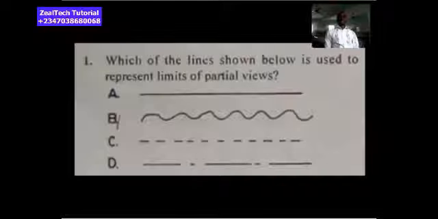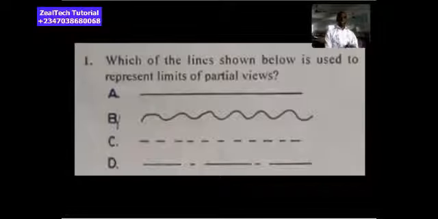Which of the lines shown below is used to represent limits of partial view? Limits of partial view is brought from the topic entitled Sections and Sectional Views. In this kind of topic, we treated that an object like a shaft or a tube or a pipe can be cut up and be opened. It's more like part section, where you open an object to show a small part of it. That's why it is called partial view, not all of them.